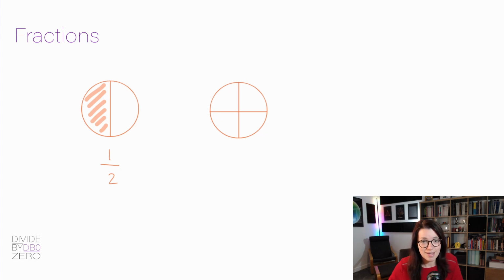If you cut that same whole pizza into 4 equal pieces instead and then took one of those pieces, you can say you have 1 over 4, 1 out of 4, or 1/4 of the pizza. The top number in a fraction is called the numerator and the bottom number is called the denominator.